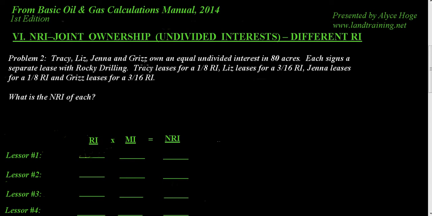Tracy, Liz, Jenna, and Grizz. So we've got 4 lessors. Each own an equal undivided interest, so it's equal among the 4 of them, in 80 acres. Each signs a separate lease with Rocky Drilling. Tracy leases for 1/8, Liz leases for a 3/16, Jenna leases for a 1/8, and Grizz also leases for a 3/16. So we know that the lessor number 1 we're just going to put as Tracy.